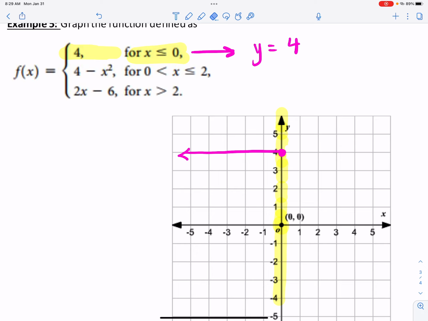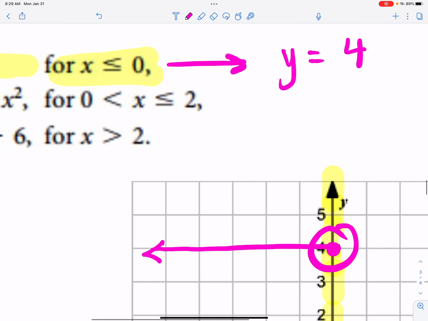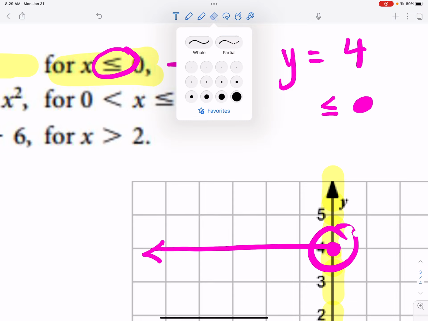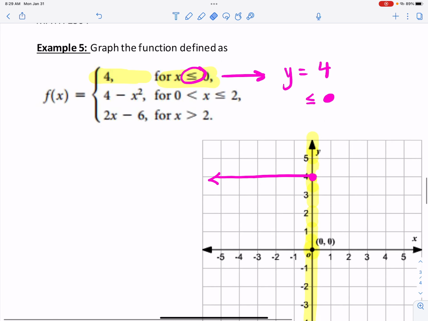Now, as far as the point at 0, am I going to keep this point a filled dot, or am I going to make it empty? This is a less than or equal to symbol, and that means that you will use a filled in dot. So I'm going to keep it filled in. All right, let's move on.